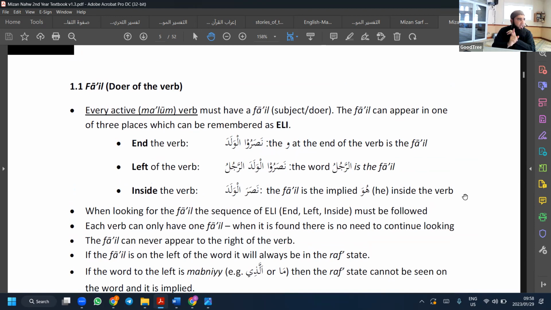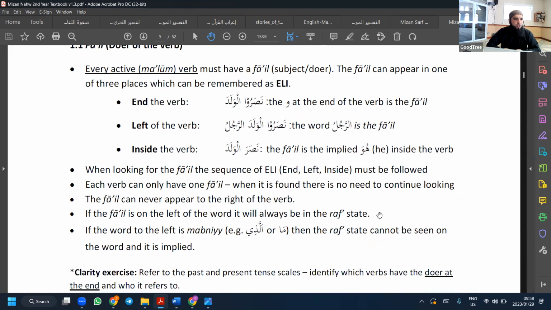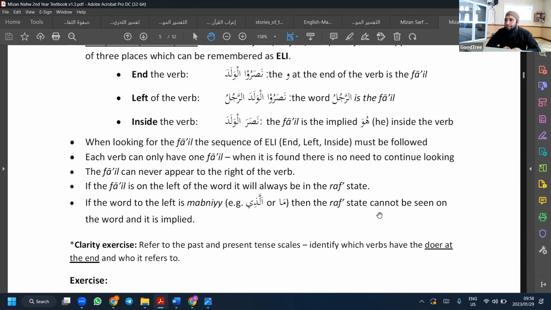Whenever you have a fi'al ma'loom, an active form verb, there must be a fa'il. How do you find the fa'il? Inside. There's only one, and it will never be on the right. What else do you know about it? The fa'il must always be in halatul raf. One other thing: it must always be in halatul raf.